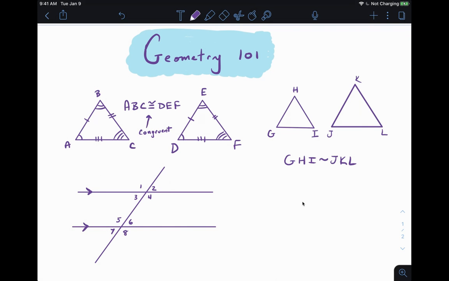Now with the letters, it could be anything here. I just wrote A, B, C, and D, E, F. It is important that they correspond. Notice that angle A in the bottom right-hand corner, let me grab my laser pointer, angle A corresponds to angle D. Now when I wrote them out, A and D correspond. B corresponds to E, and C corresponds to F. So there's this correspondence that goes back and forth when you talk about congruency.